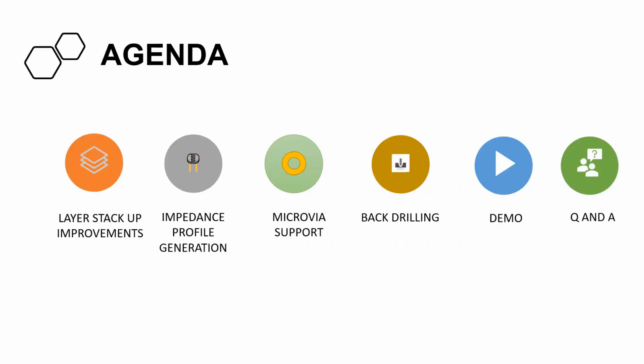Then the third topic will be microvia support. This is mainly for your HDI stack up. When you use HDI stack up, we need the microvia support, and we will be seeing how it is cycling through various types of vias inside your routing. Then the next topic is back drilling. Its main purpose is to remove the excess copper in either a through hole pad or in the vias. This is also for high speed design. We will see it in detail.